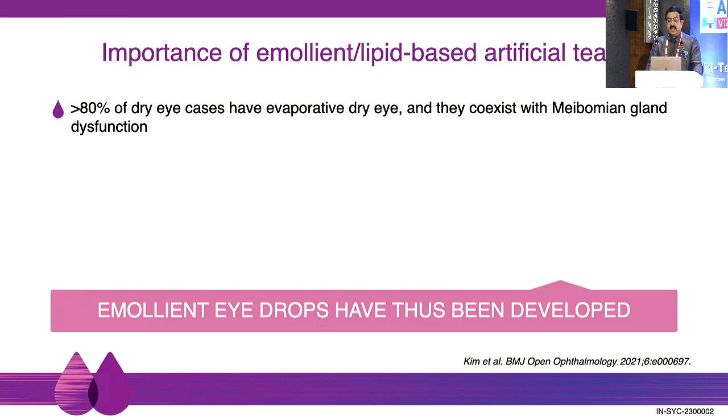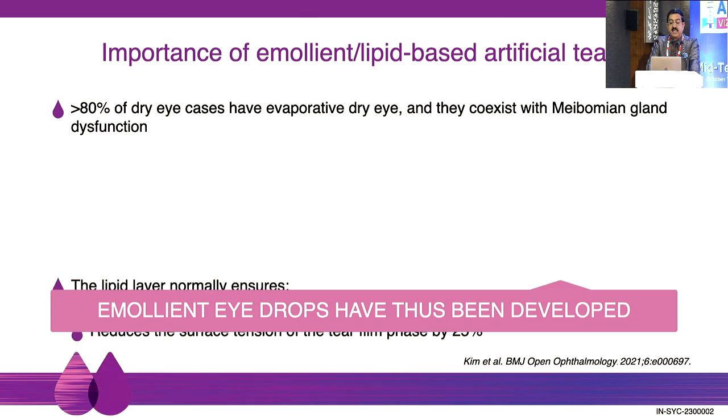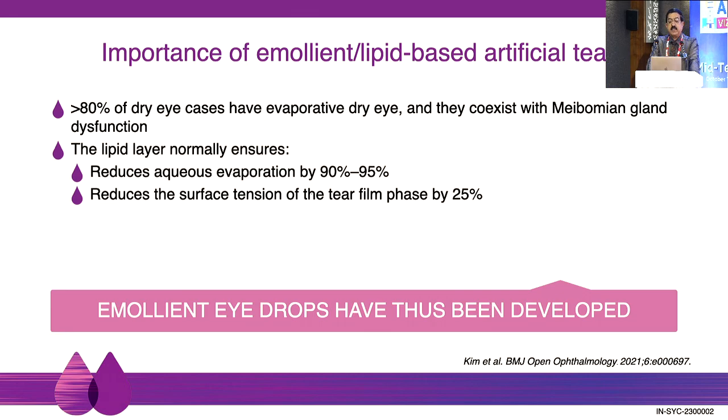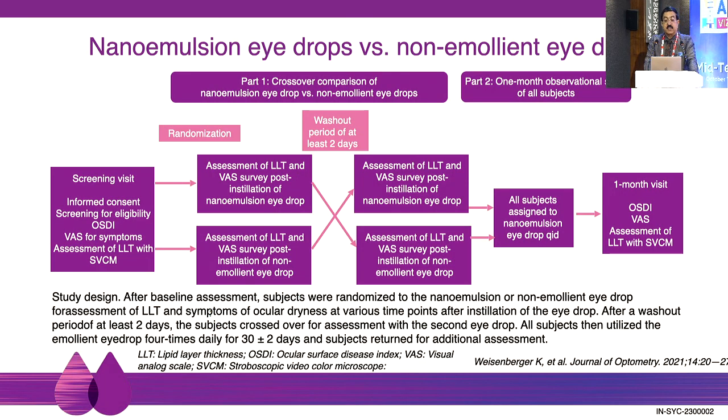So the emollient eye drops have been developed by certain companies. I do not have proprietary or financial interests in this. However, the talk is sponsored by Alcon. And I have to say that the lipid layer normally reduces the aqueous evaporation by 90 to 95% and reduces the surface tension by 25%.